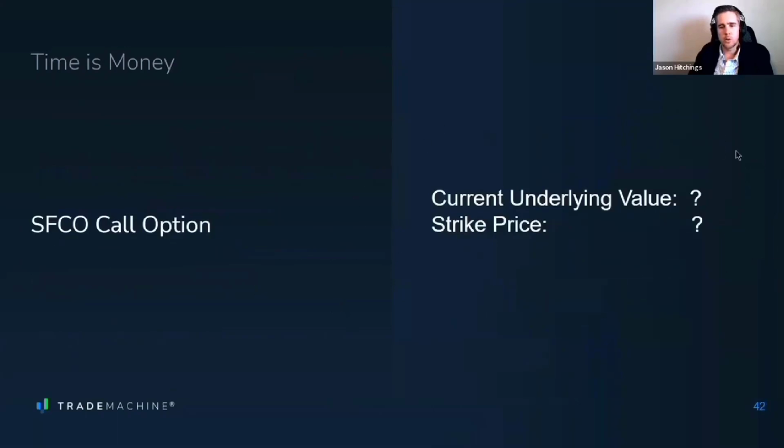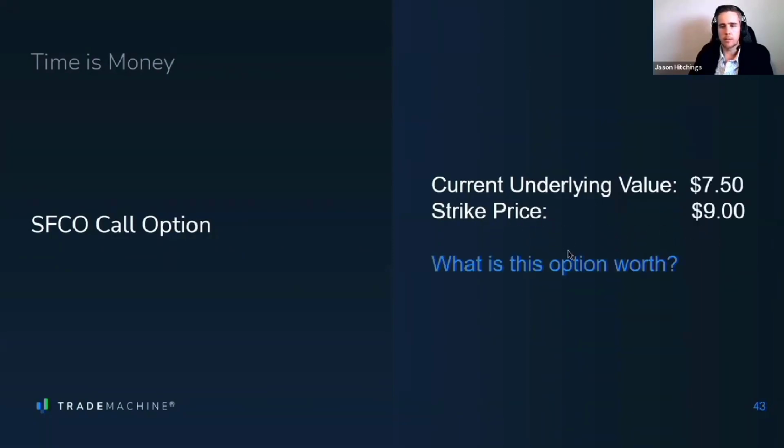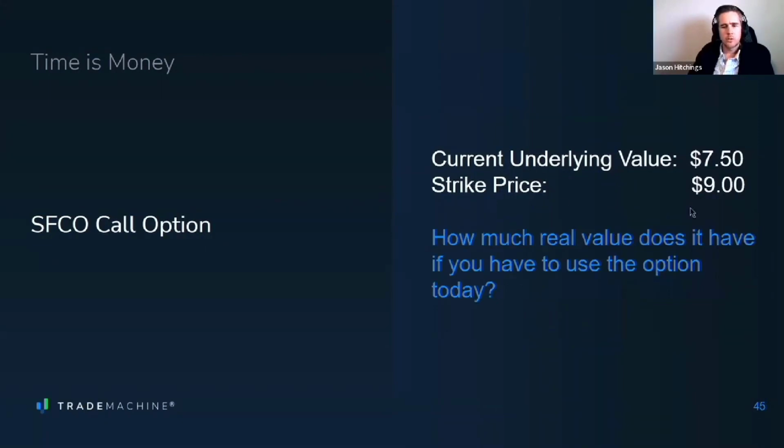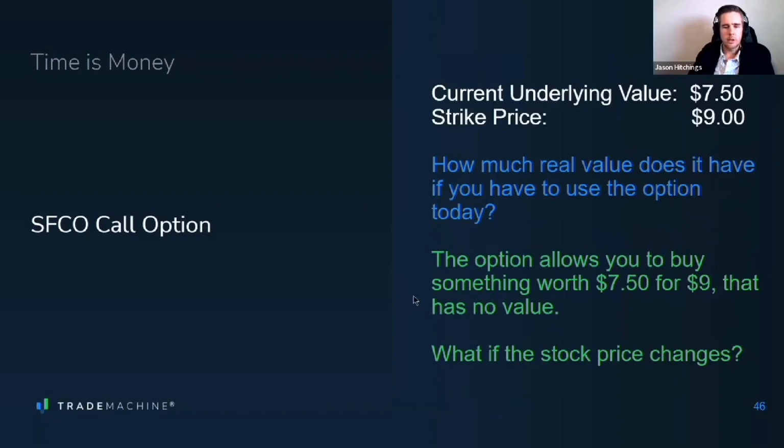So in the options world, what would you call these things? The underlying value, the current underlying value, that's the stock price. And the strike price is what? That's the price that you have the right to buy it at. So at this point, can you say what this is worth? Not really. If you're going to buy the stock today at $9, it doesn't have any current value because you can buy it in the market at $7.50. So we need more pieces of information. And so in terms of what it's worth now, nothing. You know, buying a soda at $5 if you can buy the soda in the machine at $1 doesn't have value.